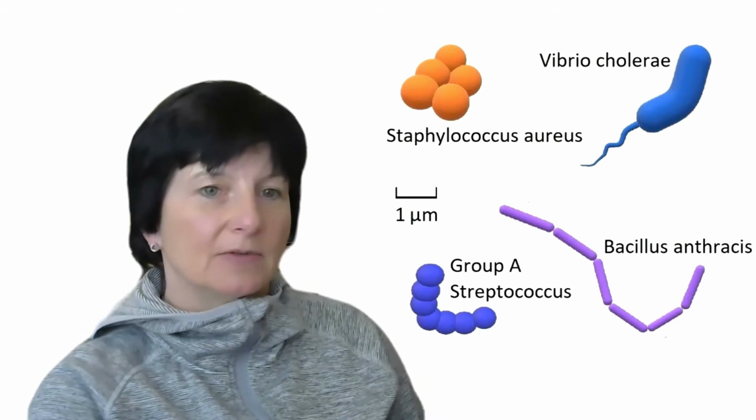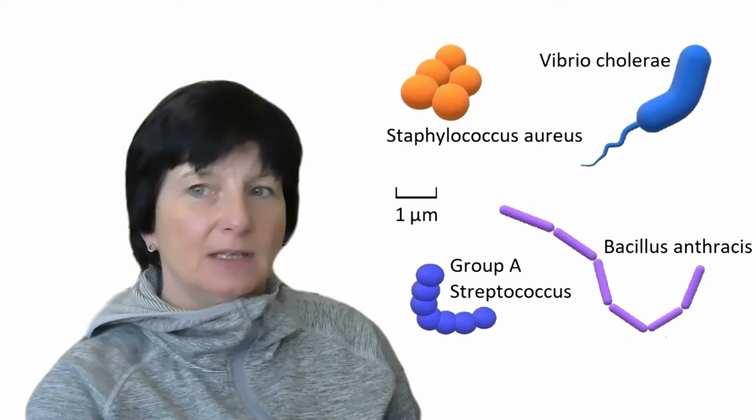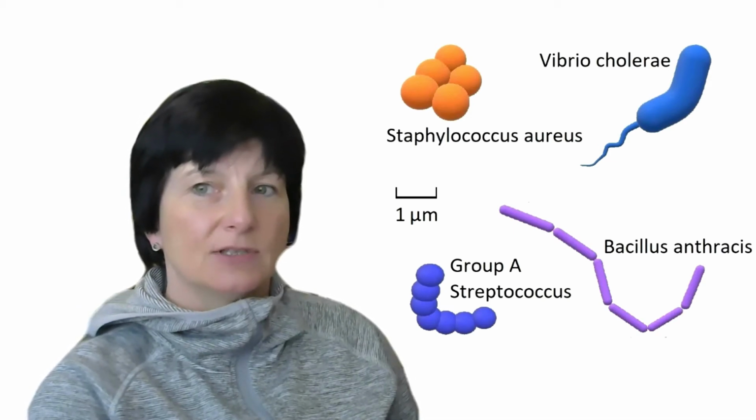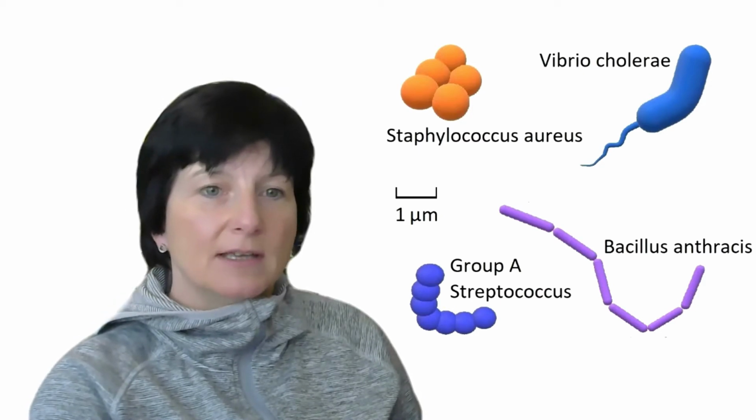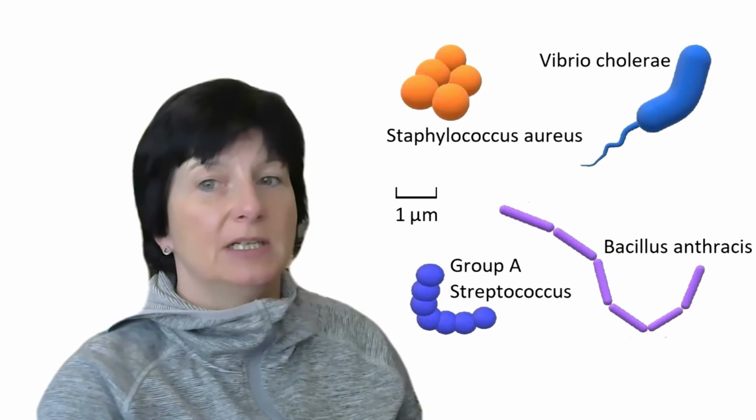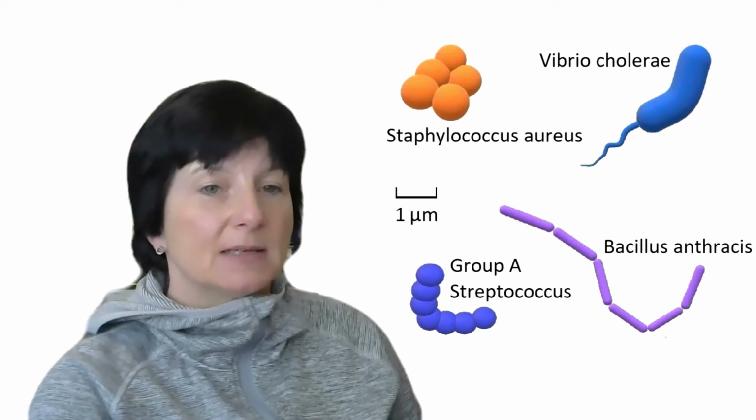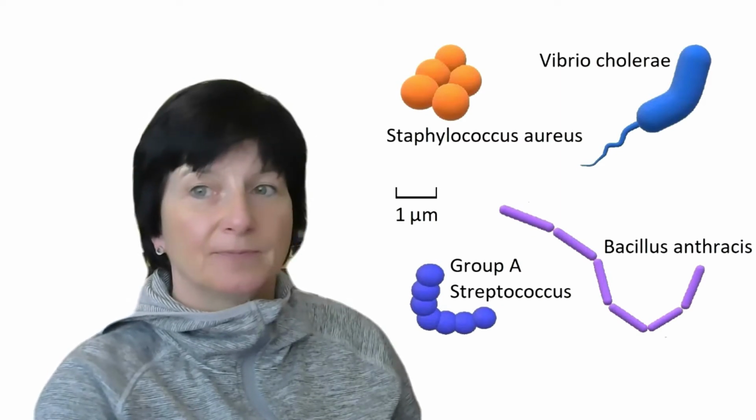On the top right there, we've got Vibrio cholerae. They have a flagellum, that's the sort of tail that you see that allows them to move around. Some strains can cause cholera if you drink contaminated water or eat contaminated food. And some of the symptoms of cholera can be vomiting, diarrhea, and dehydration.